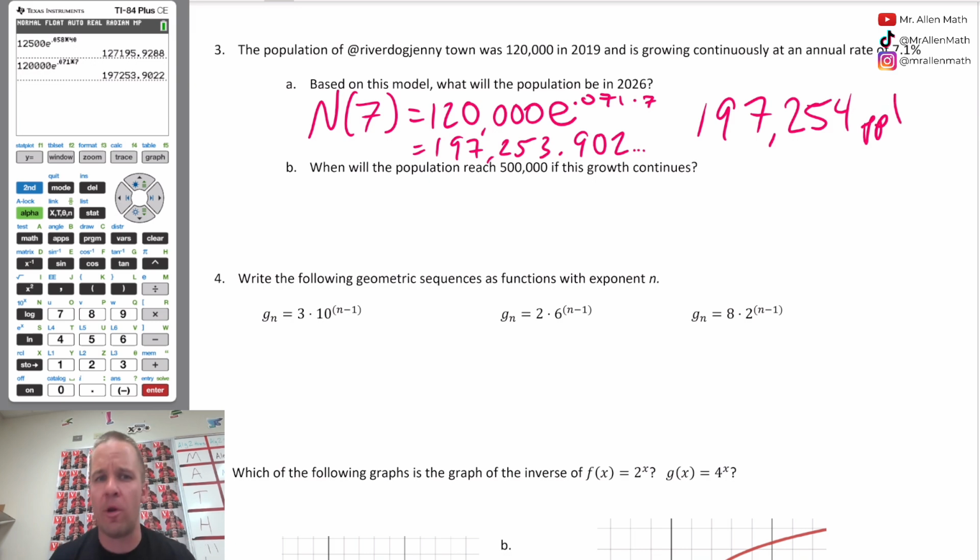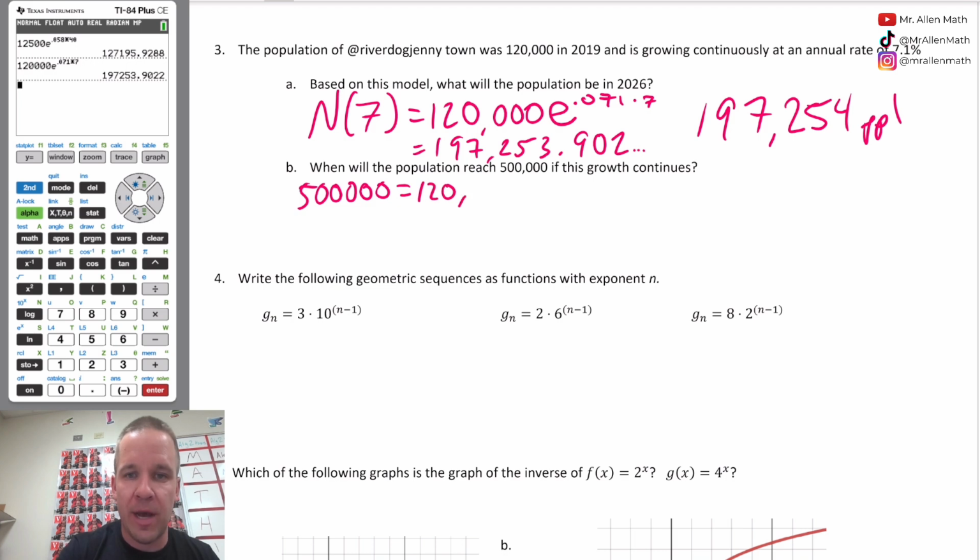Now, the next one's a little different. When will the population reach 500,000 people if this growth continues? So we're assuming the same growth situation here, right? So I'm going to have 500,000. Got to get all my zeros there. There we go. Equals 120,000 e to the 0.071 T. And I'm going to solve this thing for T. So the first thing I got to do here is divide by 120,000 on both sides.